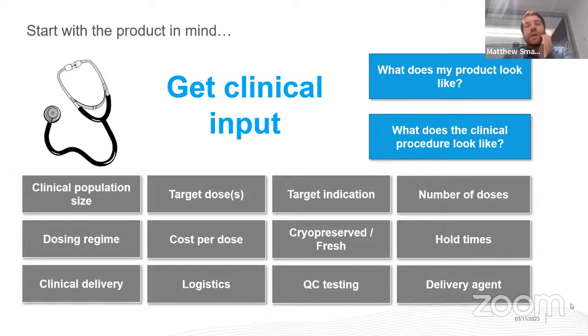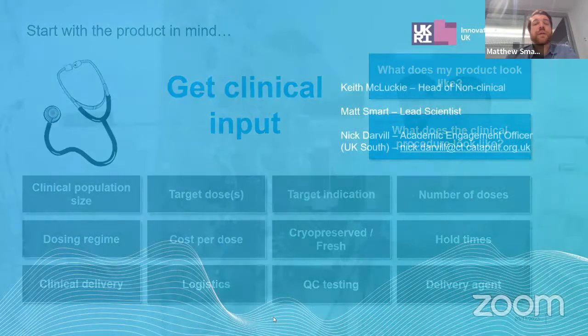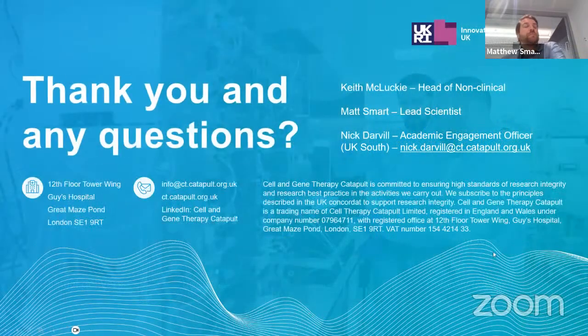Then you can get a really solid idea of what needs to sit behind that to get me to that endpoint, where the cells or the vector is going into the patient and hopefully doing the brilliant job that we expect it to do. And if you do that, you've got a much higher chance of being successful and hopefully treating those patients and making them well. So I think that's everything from my side. Thank you for listening, and obviously happy to take any questions.